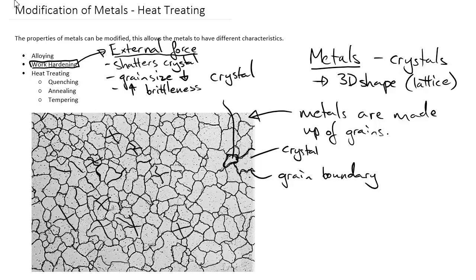So there are three important heat treating methods that you need to remember. One of them is quenching, the other one is annealing, and the final one is tempering. And let's investigate quenching first.